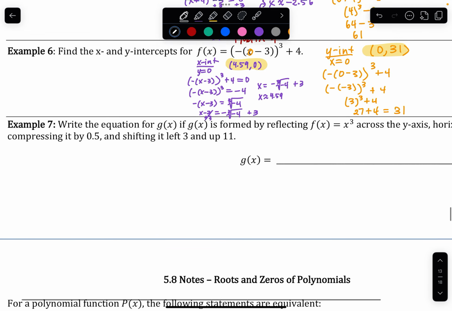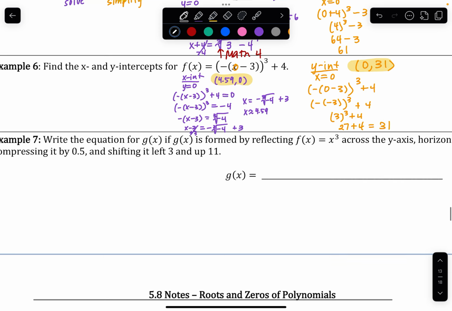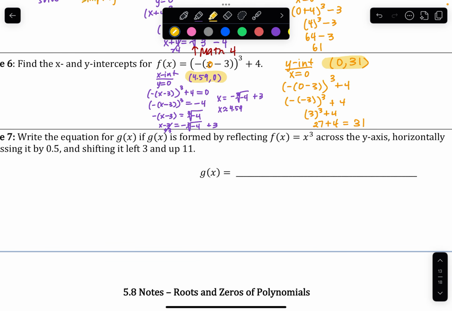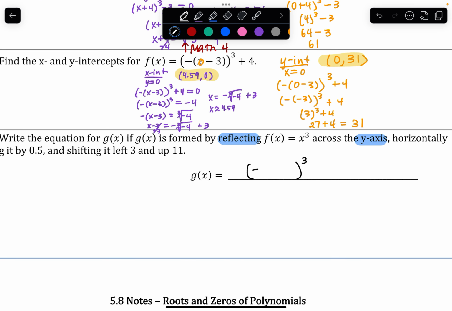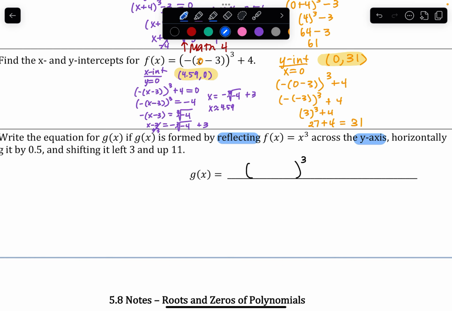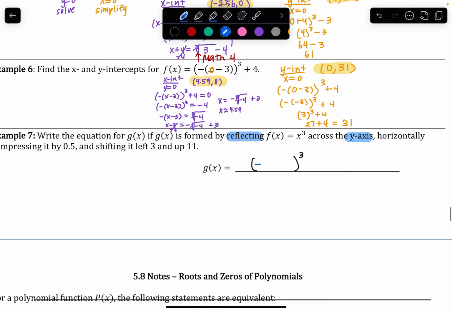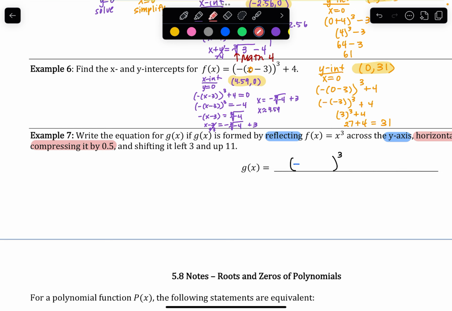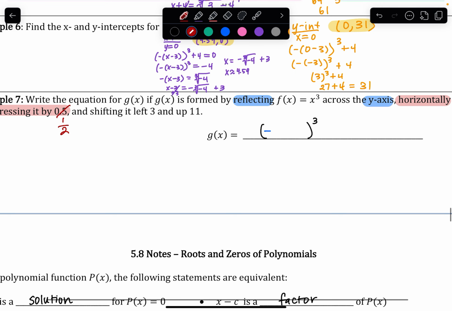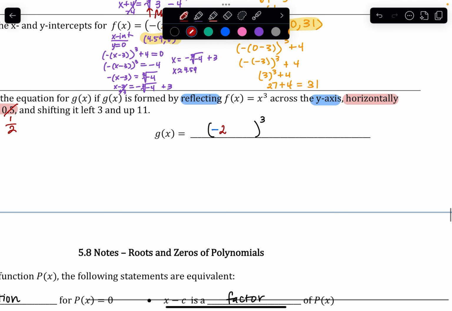Okay, the last thing is we are going to write the equation. So it says write the equation for g of x if g of x is formed by reflecting x cubed across the y-axis. And so that means we're going to have a negative inside our parentheses. And then we have a horizontal compression by 1/2. Go ahead and change that to a fraction, because if it's inside, if it's horizontal, it's going to be the reciprocal as the scale factor.